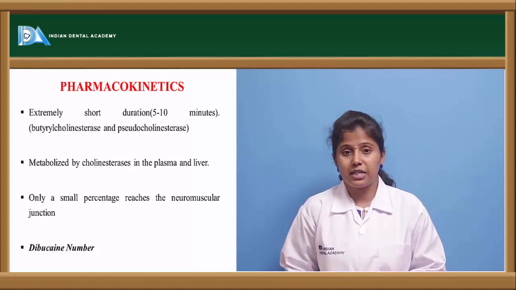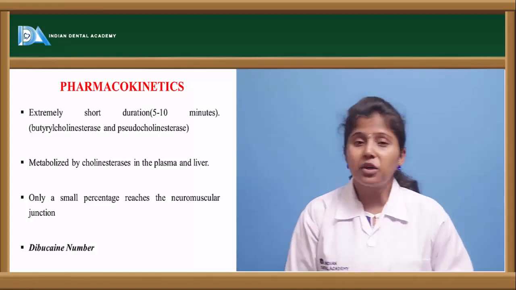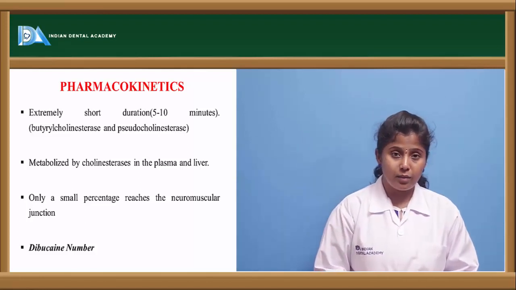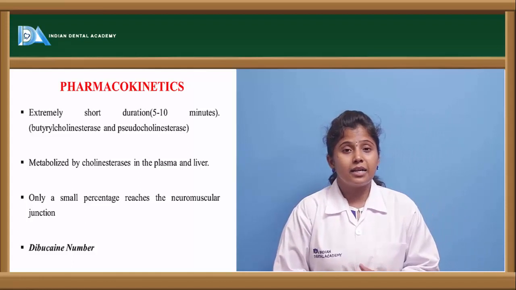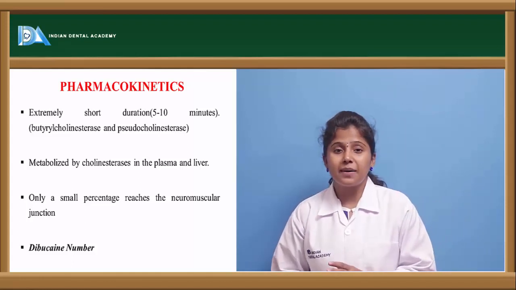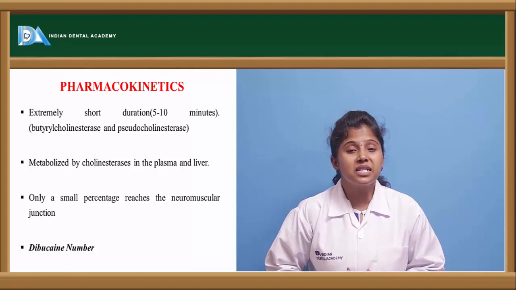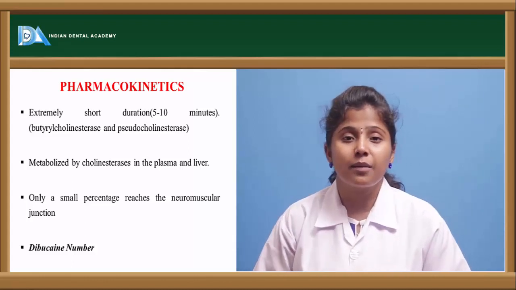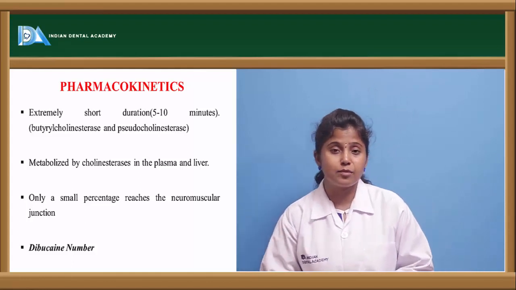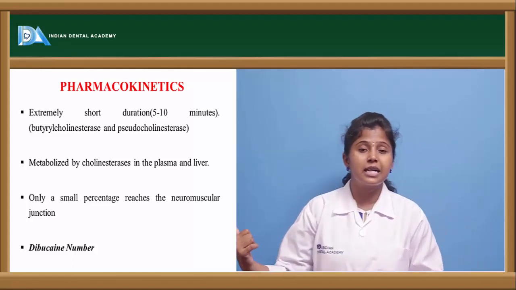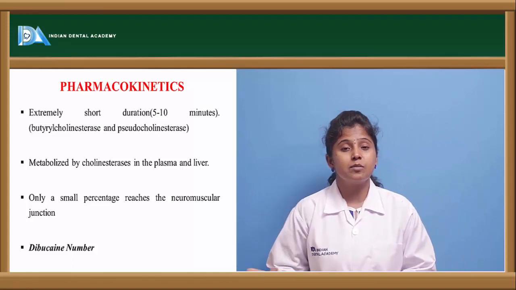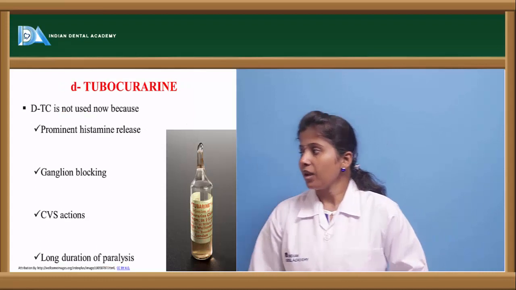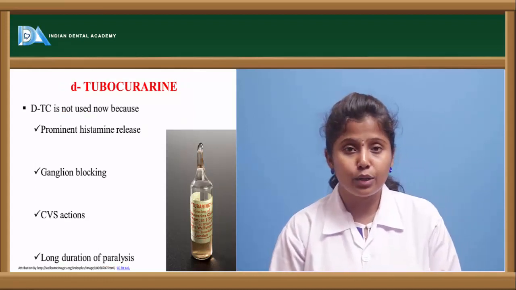So the remaining is metabolized and it is eliminated. Dibucaine number is one of the parameters which is the characteristic feature of the drug. Dibucaine number is the number or the percentage of the drug which is metabolized by the pseudocholinesterase enzyme. So how much percentage of the drug is getting metabolized by the enzyme pseudocholinesterase, that number is called as Dibucaine number. Now let us see the pharmacology of individual drugs.